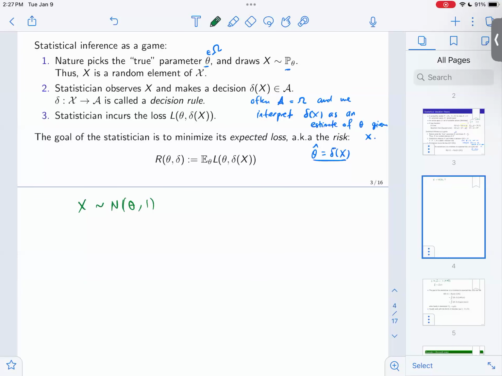What is your guess here? If I give you X, and you just know that it's from this distribution, you don't know the actual theta. What's your guess of theta? There's no sample mean, it's just one observation, X. So my potential guess would be X. And if my loss is quadratic loss, in this case univariate, it would be theta minus a, squared.